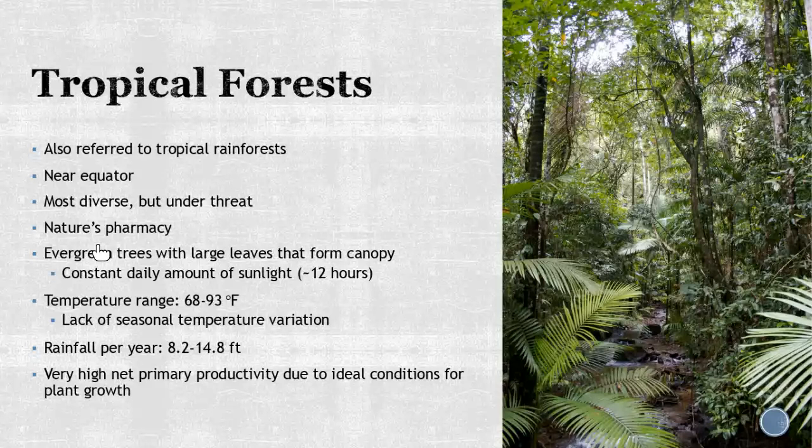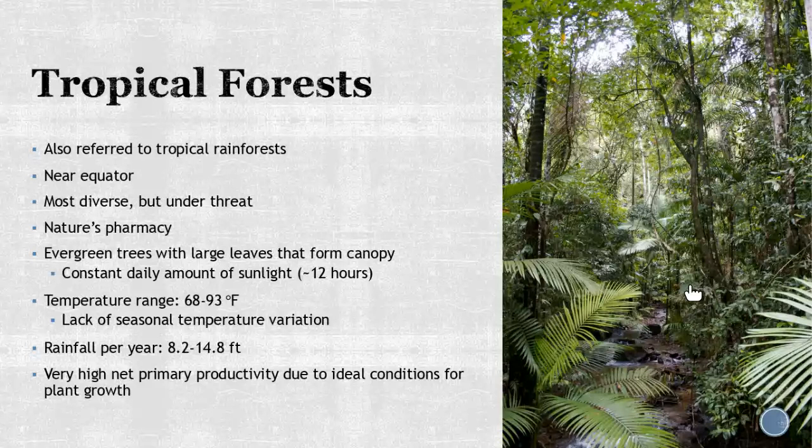Now, the type of vegetation, you're going to see a lot of evergreen trees with large leaves. You see a lot of palms and stuff. And they're going to form like a canopy. So they might have constant daylight, but you will see areas that aren't truly exposed to the sun thanks to all the overcover.